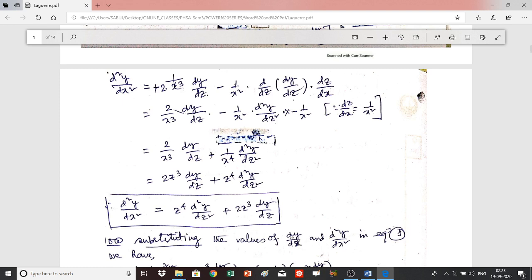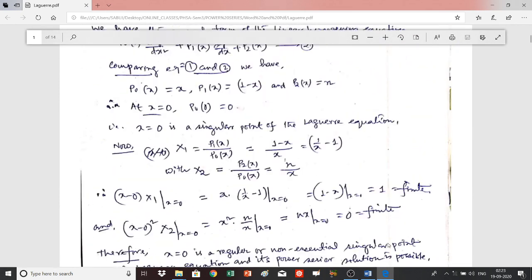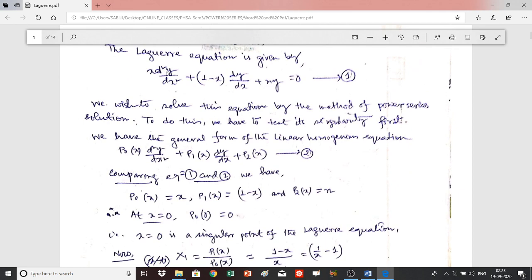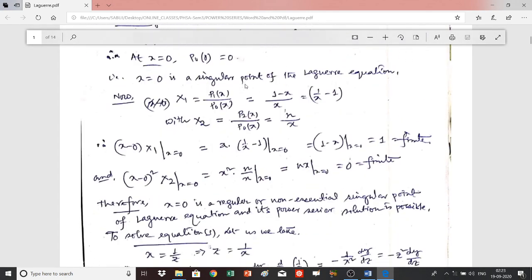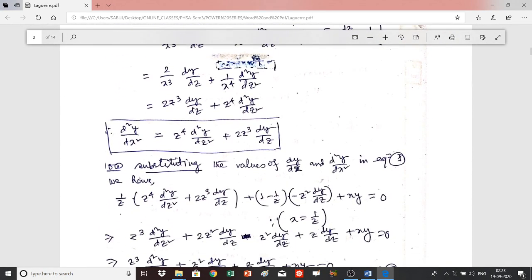Now in this case, since we have found dy by dx and d2y by dx square, these two values now have to be substituted in equation 1. That is, equation 1 is the Laguerre equation, and in this equation we just substitute d2y by dx square and dy by dx.